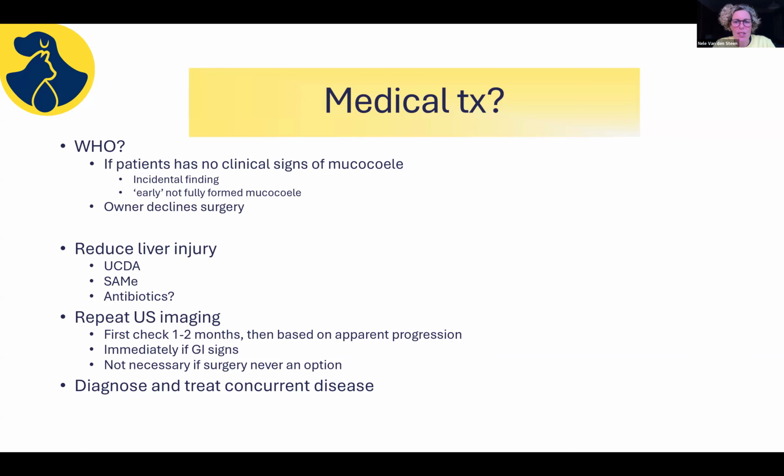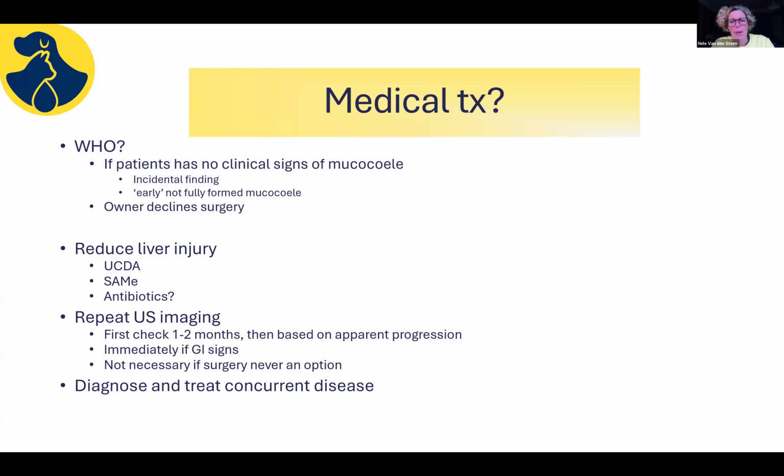However, always tell the owners, if your dog develops acute onset gastrointestinal signs, we need to see this patient back. Because as we said, some of these complications, the rupture, the necrosis, can happen quite suddenly, and they need to be taken seriously. Okay. But repeat ultrasound is of very little value if the owners have definitely made up their mind they're not going to go for surgery, because it's not going to change what you're going to do.